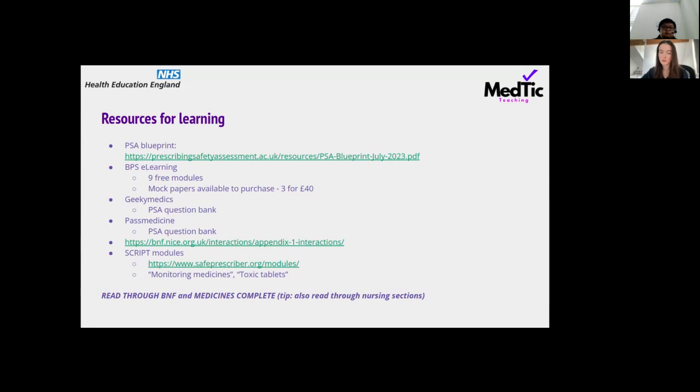And then the SCRIPT modules that lots of universities are pushing now are quite useful as well, just to refresh your memory before you start F1, especially in prescribing. But they can be useful in the run up to the PSA as well. But yes, the BNF and Medicines Complete are 100% your best friend in the PSA. So just practice and get familiar with the sections of the BNF that you're going to need to know.